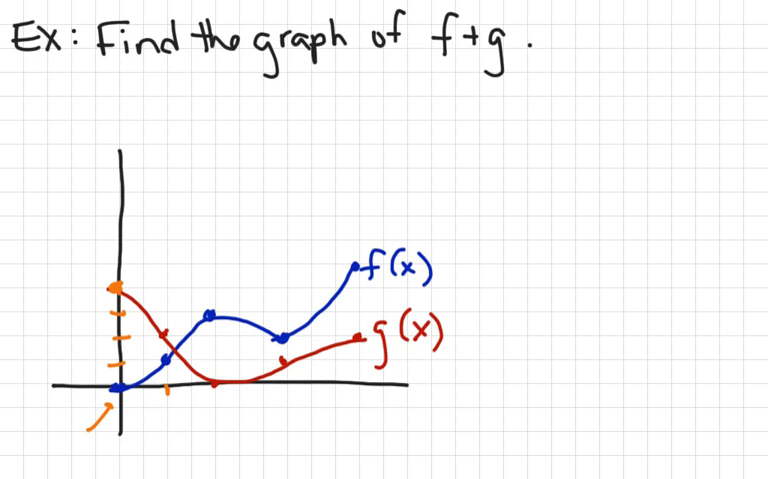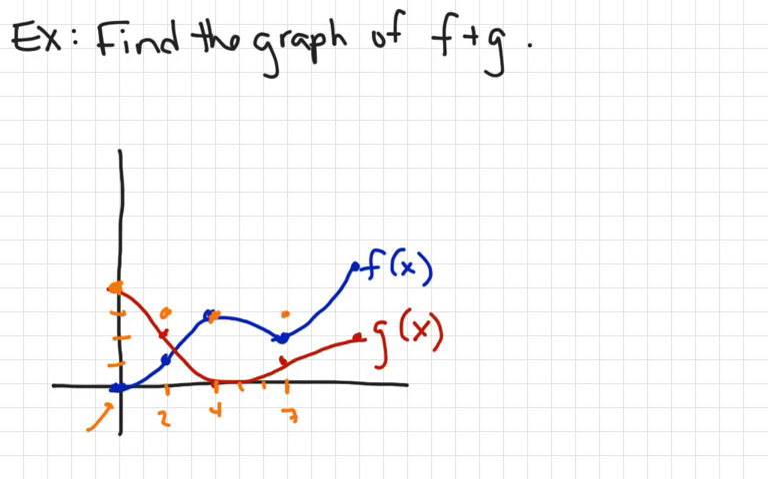Here at 2, I want you to know that the output of f of x is 1, and the output of g of x is 2. And 1 plus 2 is 3. Here at x equals 4, the output of f is 3, and the output of g is 0. 3 plus 0 is 3. 5, 6, this is 7. At x is 7, the output of f is 2, the output of g is 1, the total output is 3.